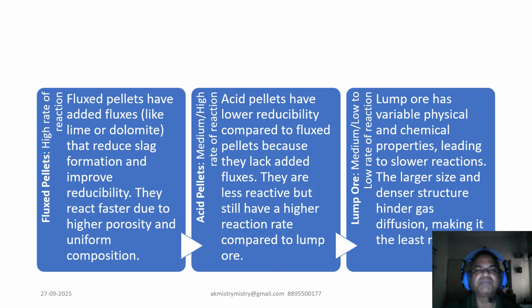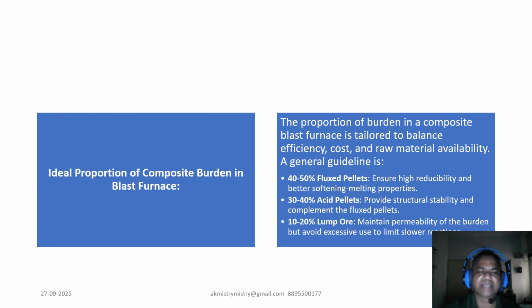And let's briefly touch on reduction reaction rates. Flux pellets, which contain added fluxes like lime and dolomite, react faster, due to their higher porosity and uniform composition. And these additives also reduce slag formation and improve reducibility to a large extent. Now, coming to the reactivity of different burden materials, comparing different materials, acid pellets have a medium to high rate of reduction.